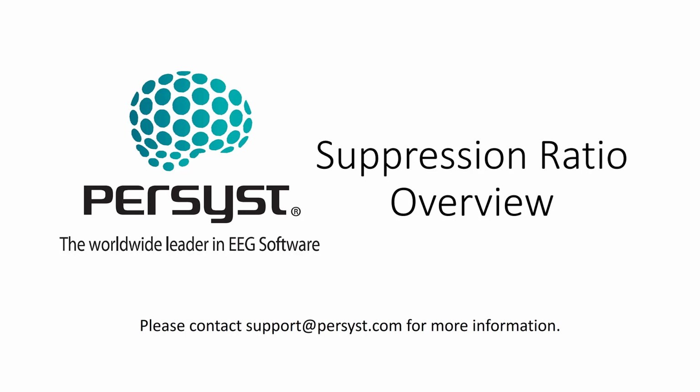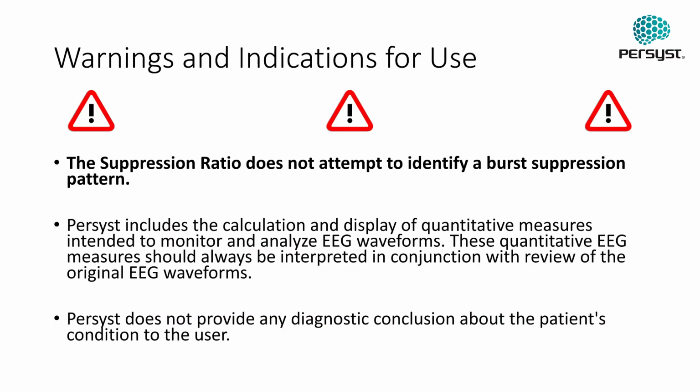This recording will describe the Persist suppression ratio trend panel. The suppression ratio does not attempt to identify a burst suppression pattern. Persist includes the calculation and display of quantitative measures intended to monitor and analyze EEG waveforms. These quantitative EEG measures should always be interpreted in conjunction with review of the original EEG waveforms. Persist does not provide any diagnostic conclusion about the patient's condition to the user.